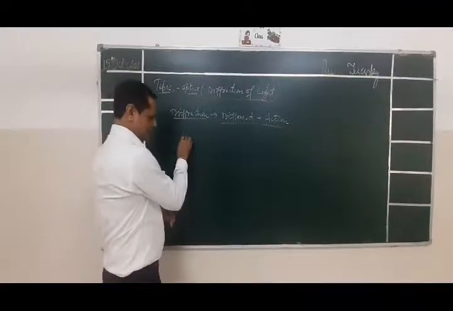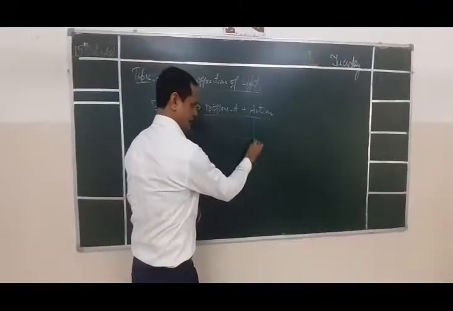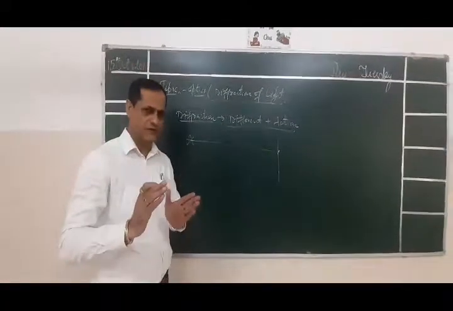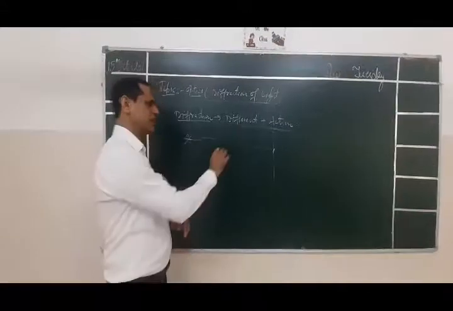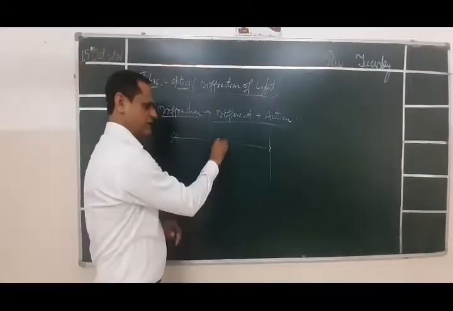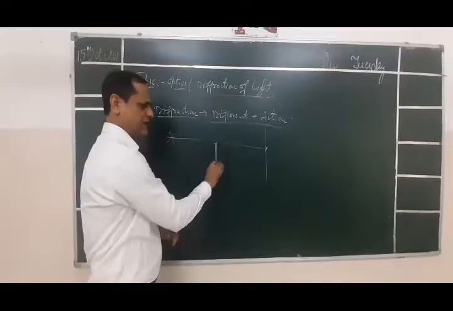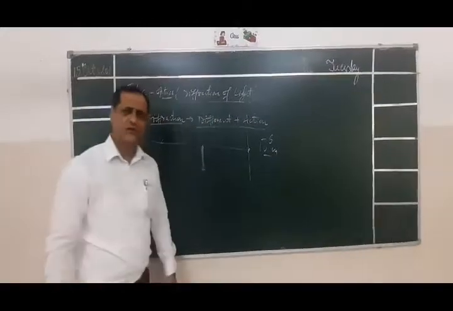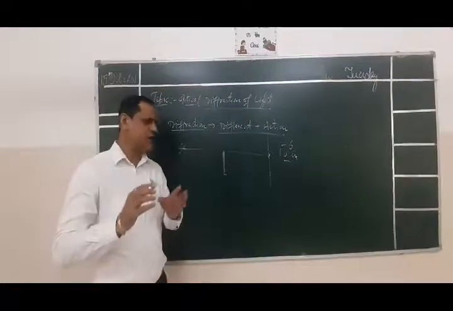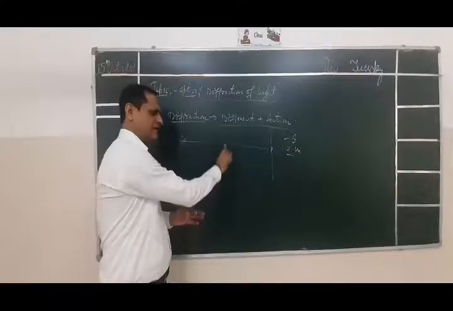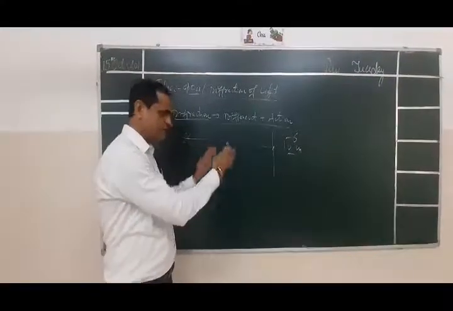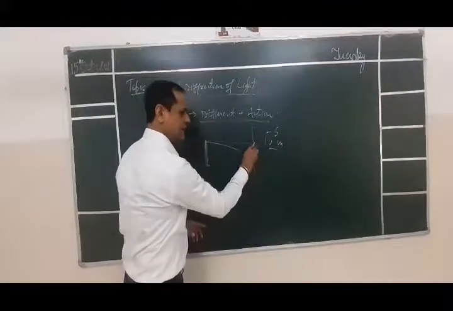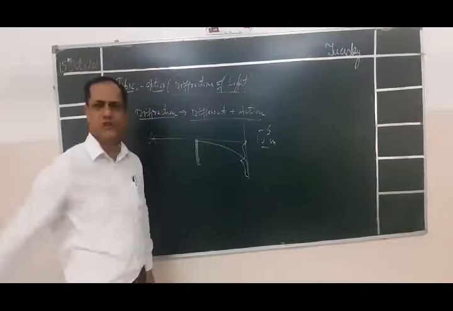Suppose light is traveling like a straight line, and there is some object whose size is very small. How small? Whose size is comparable with the wavelength of the light. As you know, the wavelength of the light is very small, of the order of 10 to the power minus 6 meter. So whenever an object of such small size is placed in front of the path of the light, at that time the light will deviate from its straight path and fall into the geometrical shadow of the object.